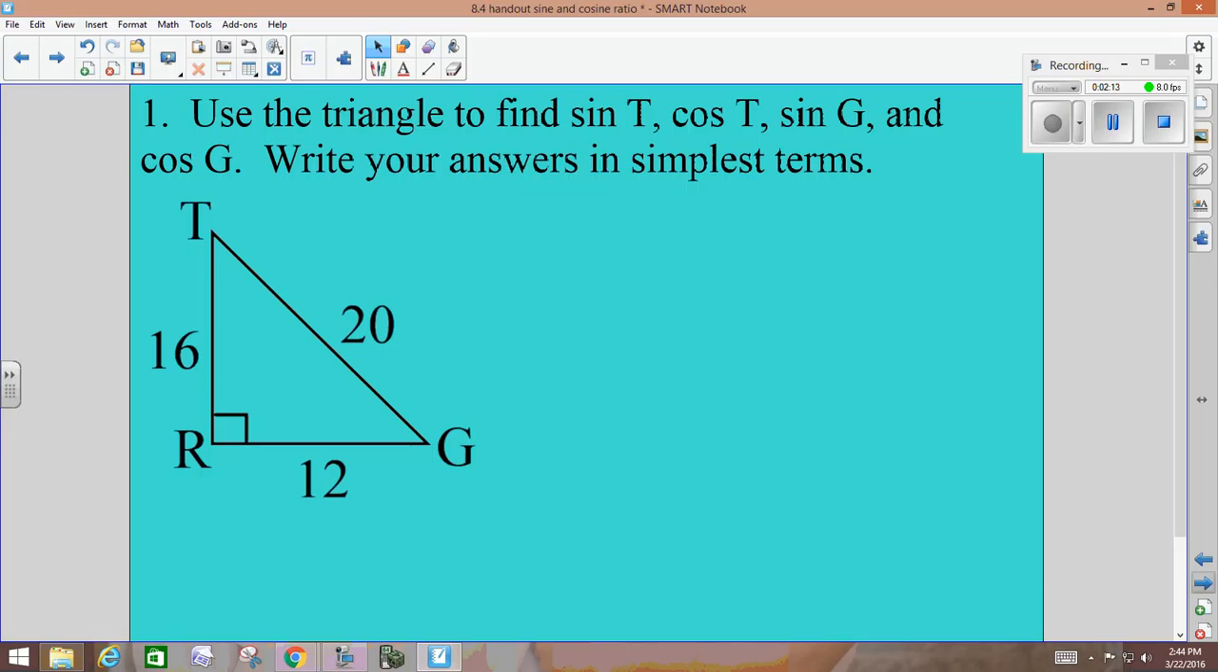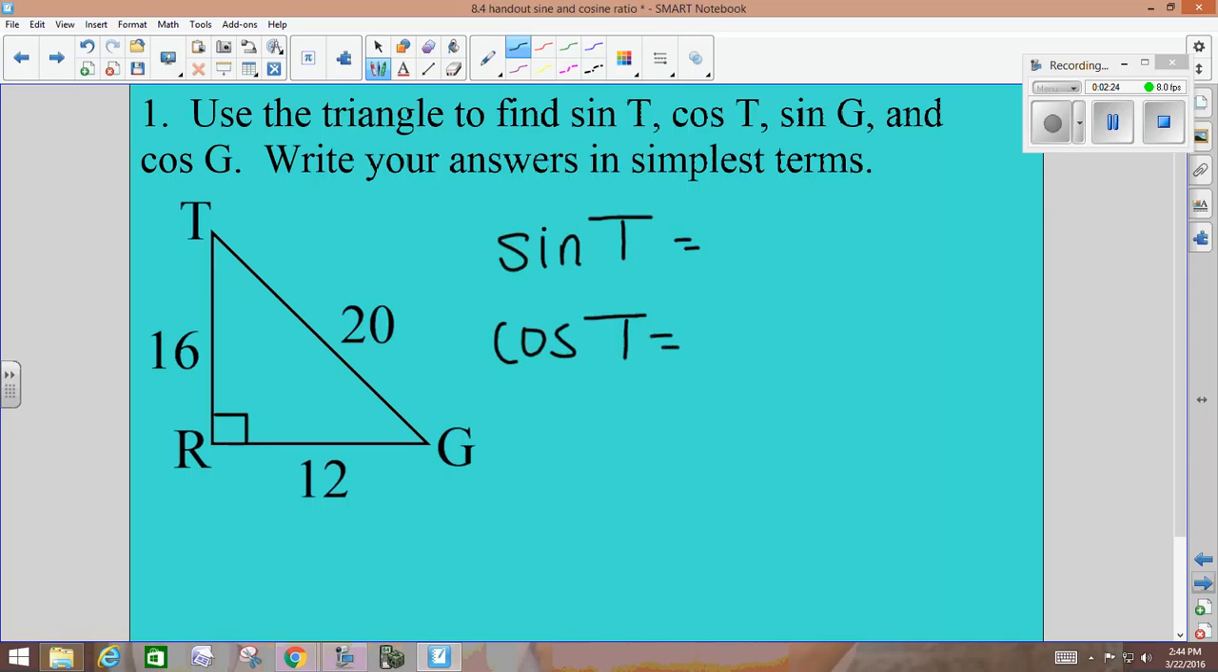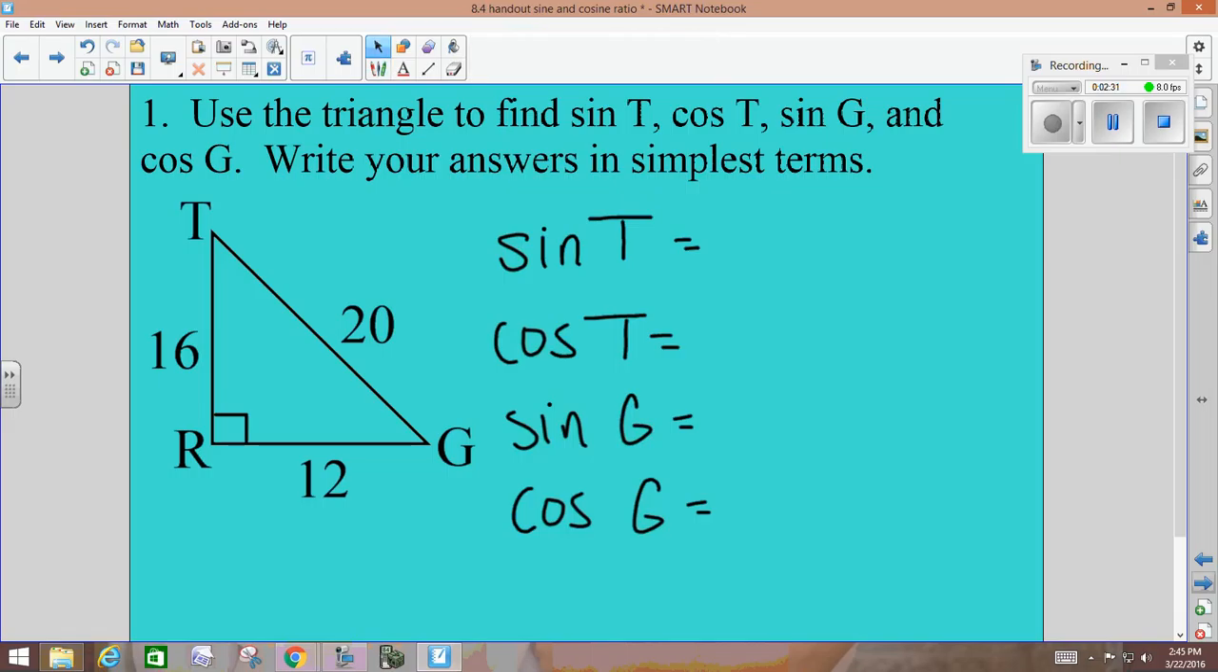Number one, using this triangle, they want us to find the sine of t, the cosine of t, the sine of g, and the cosine of g. Find the ratios of them. So you don't even need your calculator right now. I just want you to put the ratios down. Another word for ratio is a fraction.